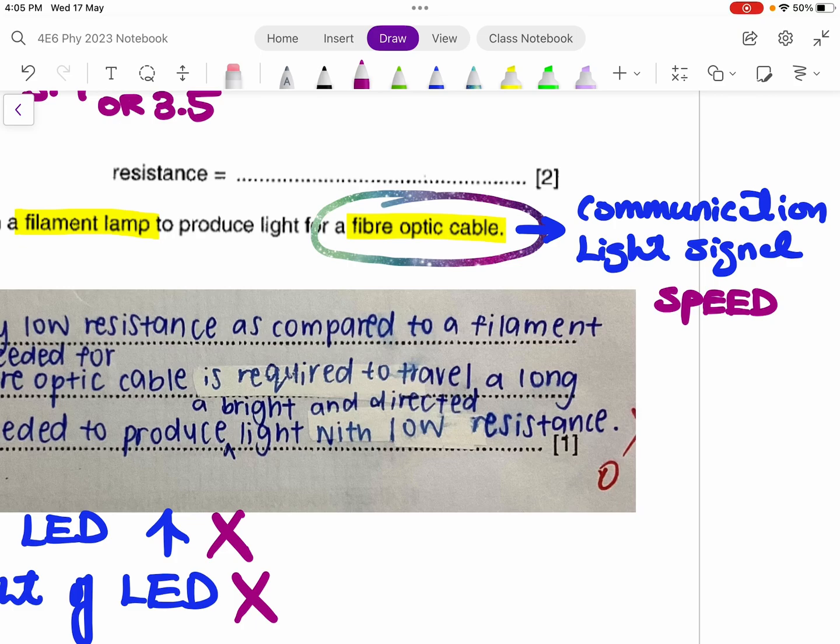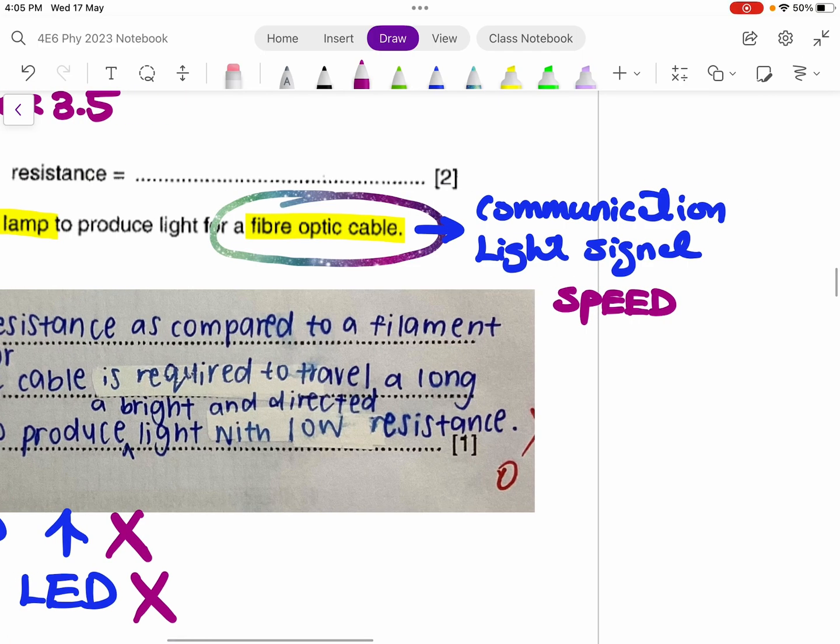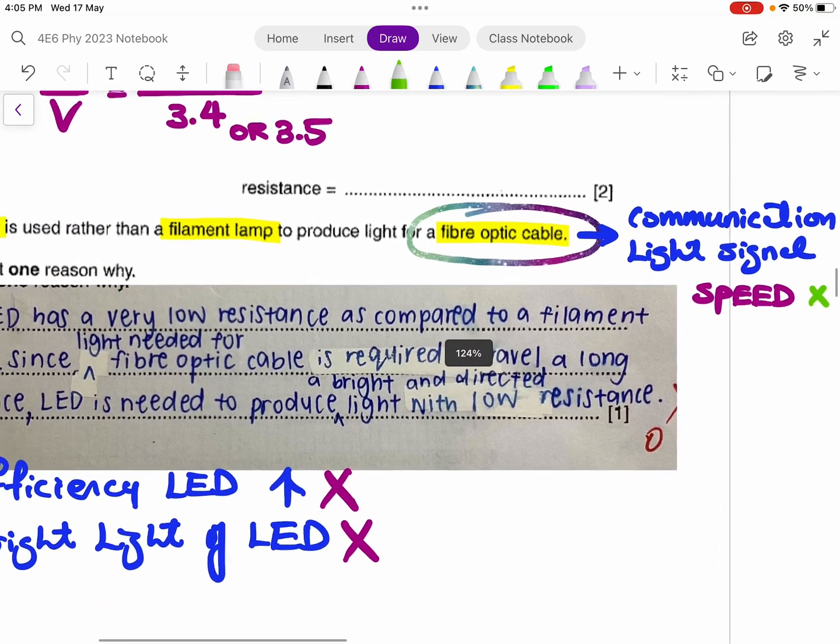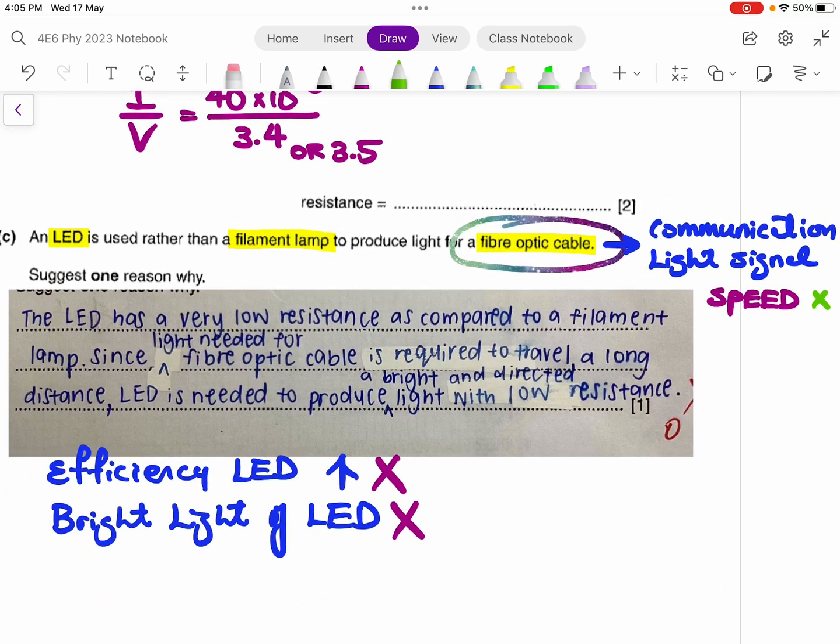So actually the speed of light produced by the lamp and the speed of light produced by the LED are both the same, right? So speed becomes not our answer. So what could be an answer? Mechanism wise, can you think of some difference between how a filament lamp produces light and how an LED produces light? Okay, then you may ask, teacher, we never learn how LED produces light.